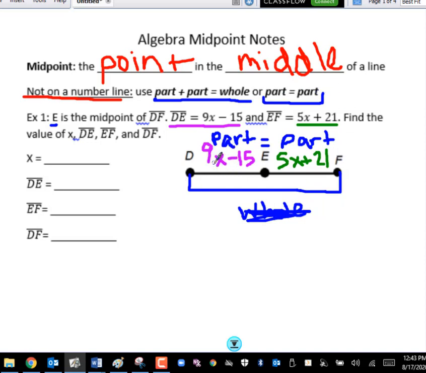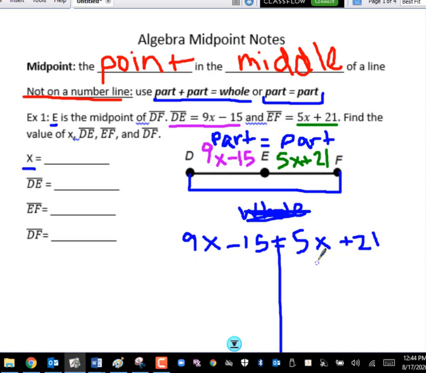So what I'm going to write is this one side, the 9x minus 15, equals the other part on the other side, 5x plus 21. And then I'm just going to solve for x. That's the first thing I always have to do, is solve for x first. Otherwise, I can't figure out any of the other stuff. So we're going to put x's on the same side. How am I going to do that? Well, I'm going to move the 5x. So minus 5x. Got to do it on both sides.